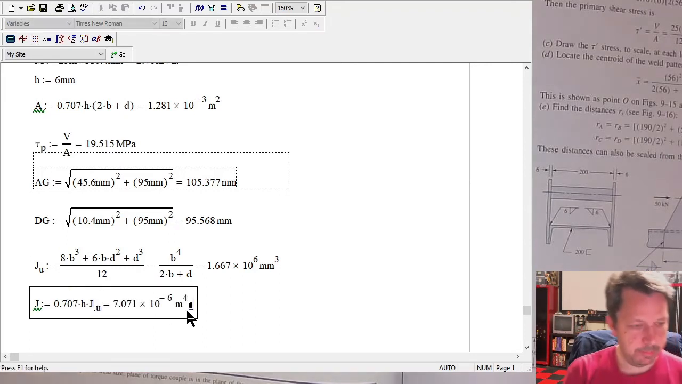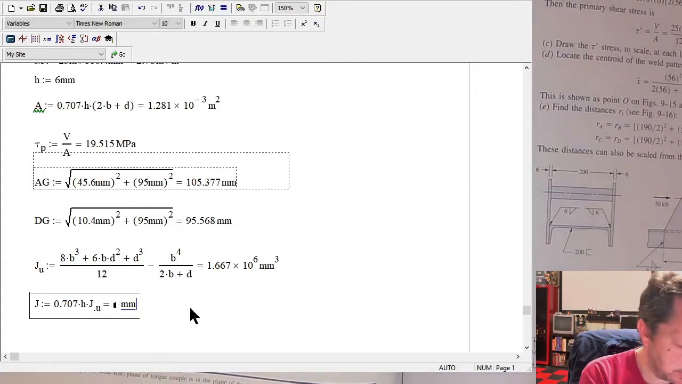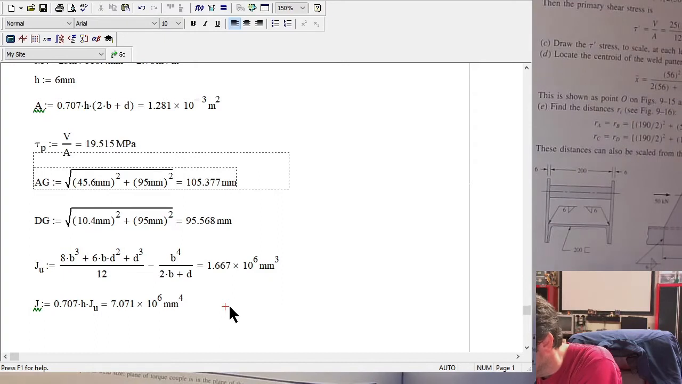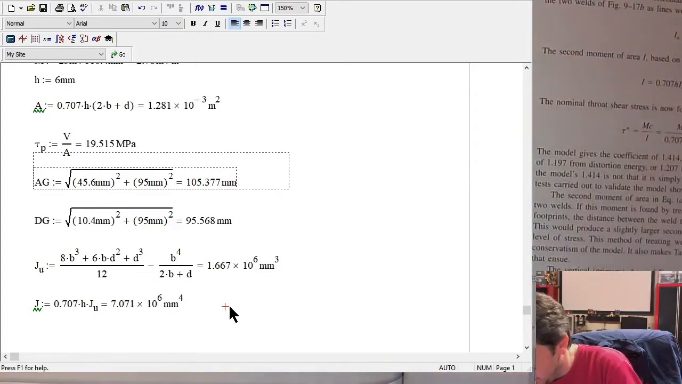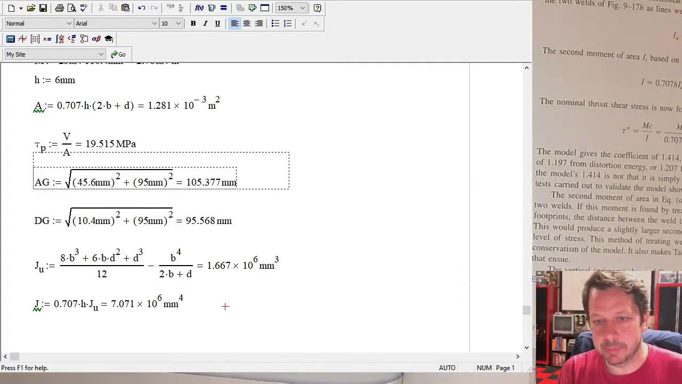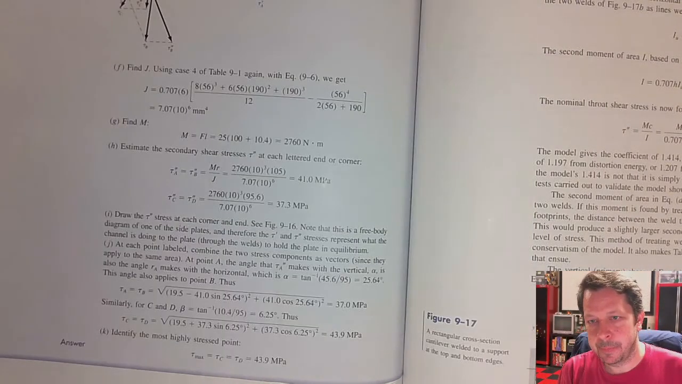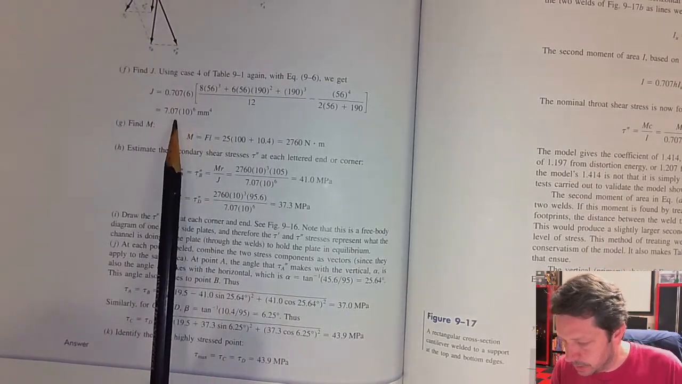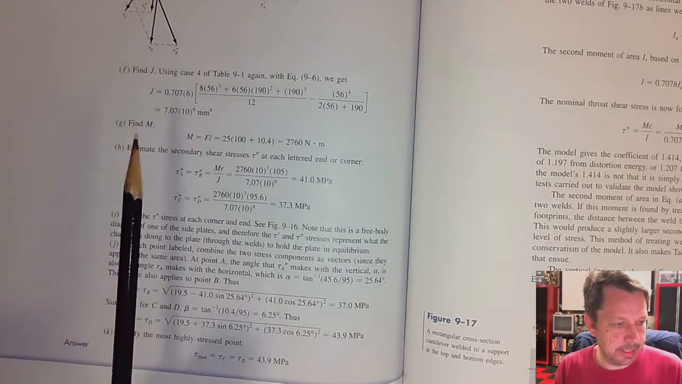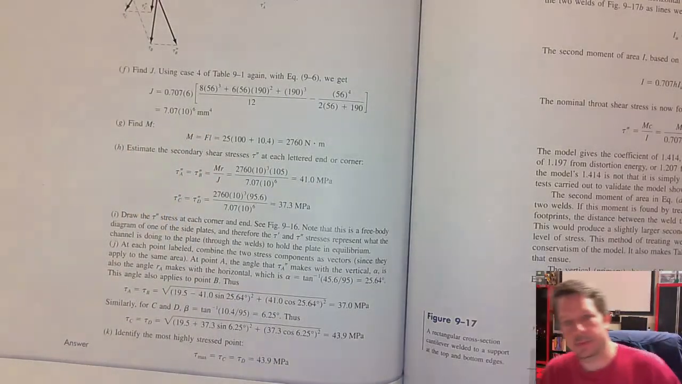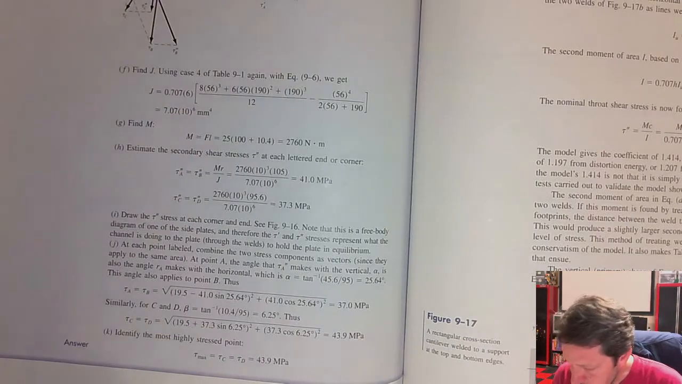That one did come out in meters to the fourth. Well, let's do millimeters to the 4th. Actually, what did they use in your problem? They use millimeters to the 4th because they want to create megapascals later on. So you can kind of see it. They put it right here: 0.707 times 10 to the 6. We got 7071 times 10 to the 6. So same number. Okay.